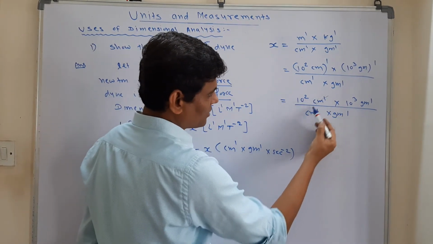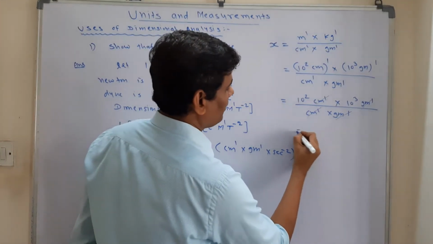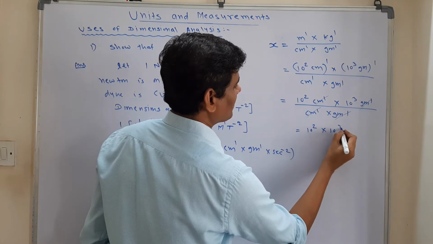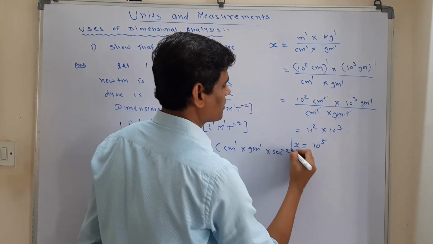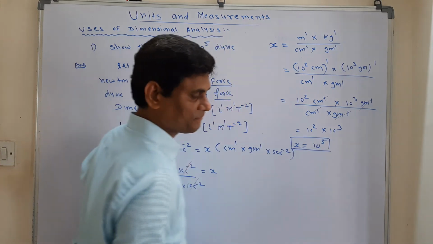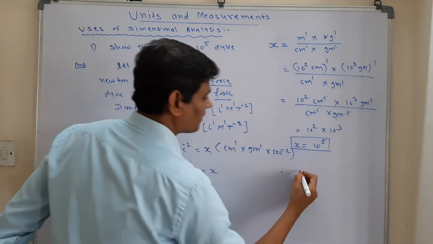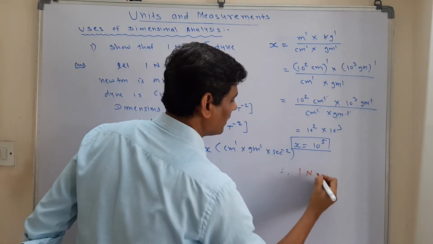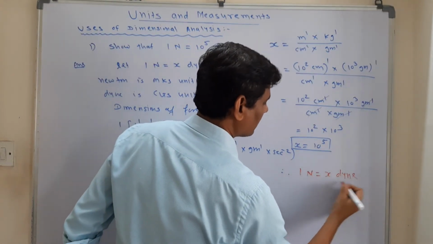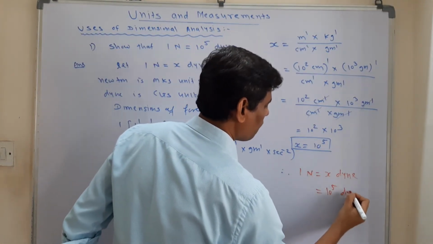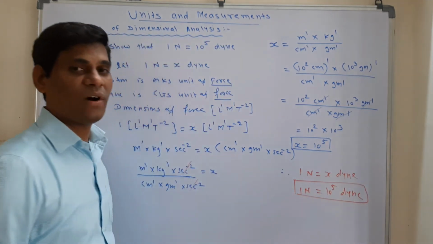Now this centimeter raised to 1 cancels, this also cancels. We got 10 raised to 2 into 10 raised to 3, that is 2 plus 3, 5. So we got x is equals to 10 raised to 5. Therefore, you can say 1 Newton is equals to, we assume x dyne, that is x equal to 10 raised to 5 dyne. So 1 Newton is equals to 10 raised to 5 dyne.